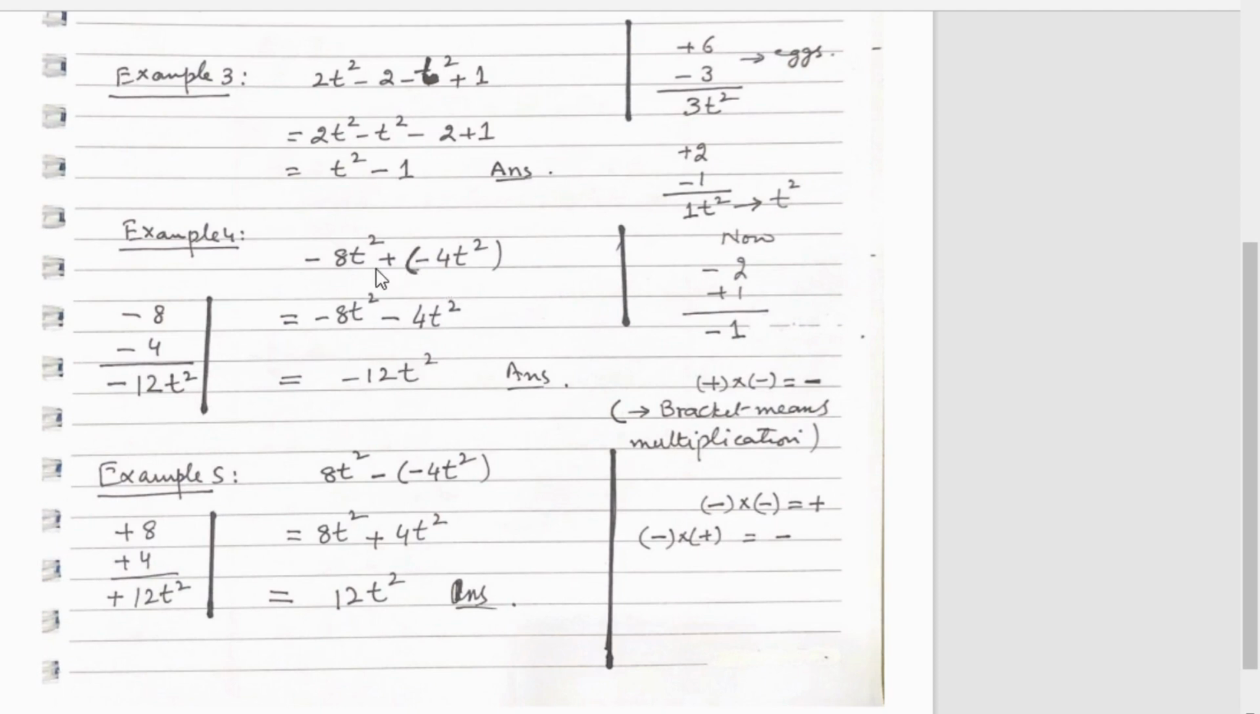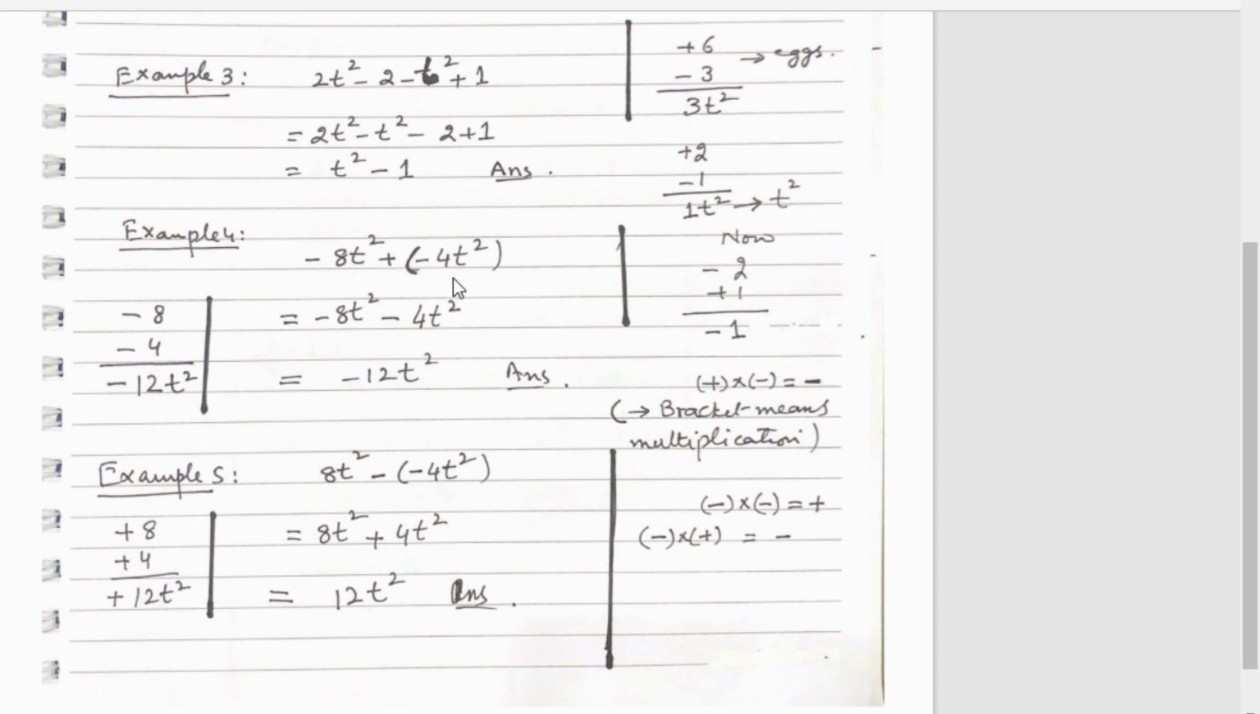Similarly, we will solve example 4. One extra step over here. Now the term is in front of you. In this example, multiplication is also involved. How? Look at the first term, minus 8t square. We are writing it down as it is, with no change in it.